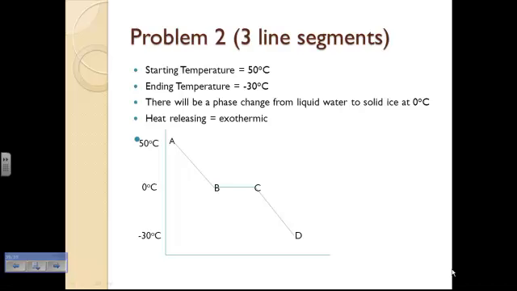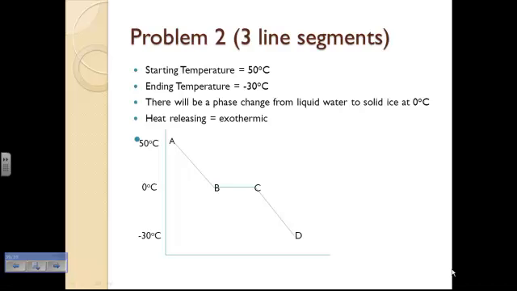Place a dot, label it point A at your 50-degree mark. This will represent the beginning point of our 100 grams of water. The first line segment will be drawn down to 0 degrees. So draw a line from A to B. Then we know it flatlines. The slope goes flat. There is absolutely no temperature change during a phase change. All of the energy is being used to change phase.